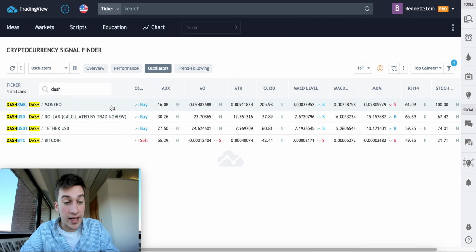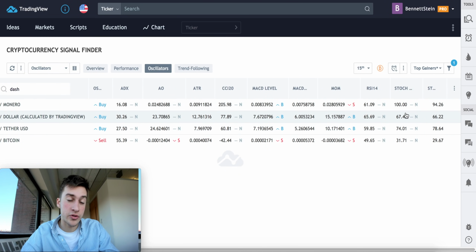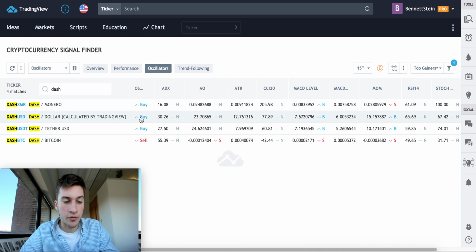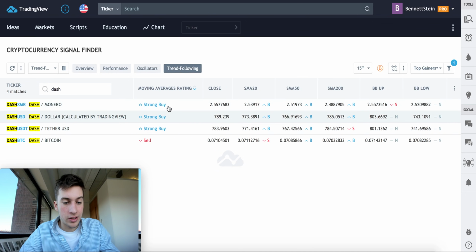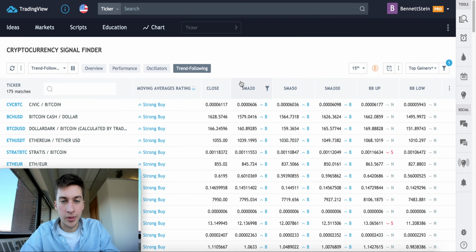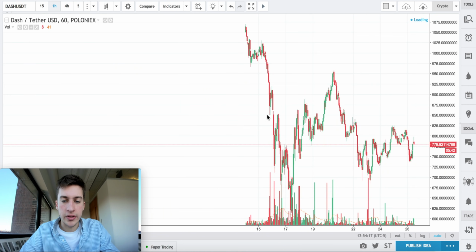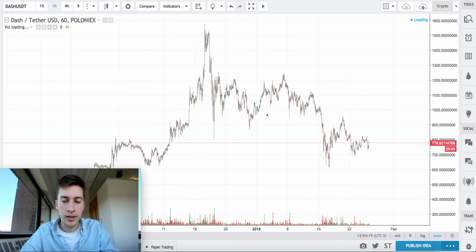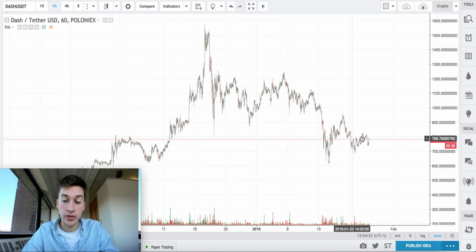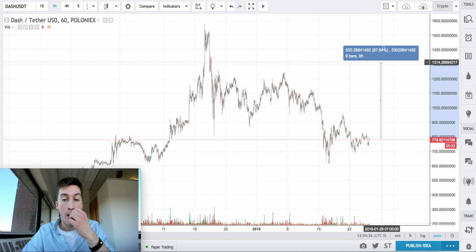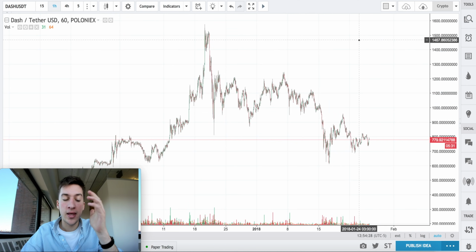Dash dollar and Dash to Monero both look like really good buys based on oscillator values as well. So that's oversold, overbought again. So these look to be oversold. And the trend following is telling you that Dash is a good buy. So with both of those factors in mind, that would be a pretty good buy. And let's just look, just for grins, to see what Dash is doing. And Dash looks pretty low right now and looks to, as the indicator said, be a pretty good buy. It seems like there's a lot of profit potential as well.